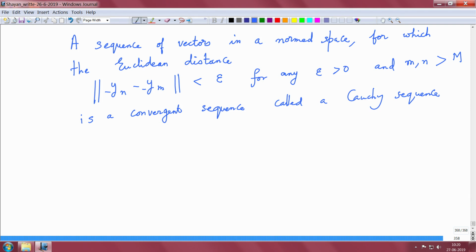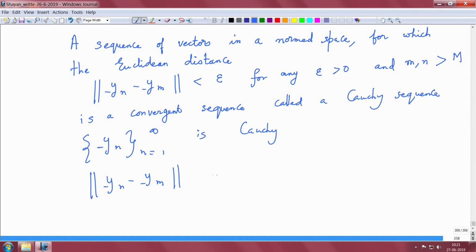This also means that the sequence yn, n equals 1 to infinity, is Cauchy if the norm yn minus ym tends to 0 as m comma n tend to infinity.